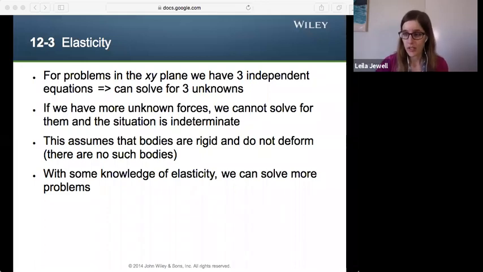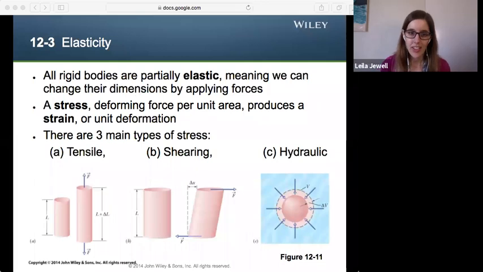So continuing on, all rigid bodies are partially elastic, meaning we can change their dimensions by applying forces in different directions. So a stress, or deforming force per unit area, that's a key detail there. Stress is equal to force divided by area. That's an equation. It produces a strain, or a unit deformation, which we'll see is often just a change in a dimension divided by the original dimension. We'll see both of those in specific examples in a moment.